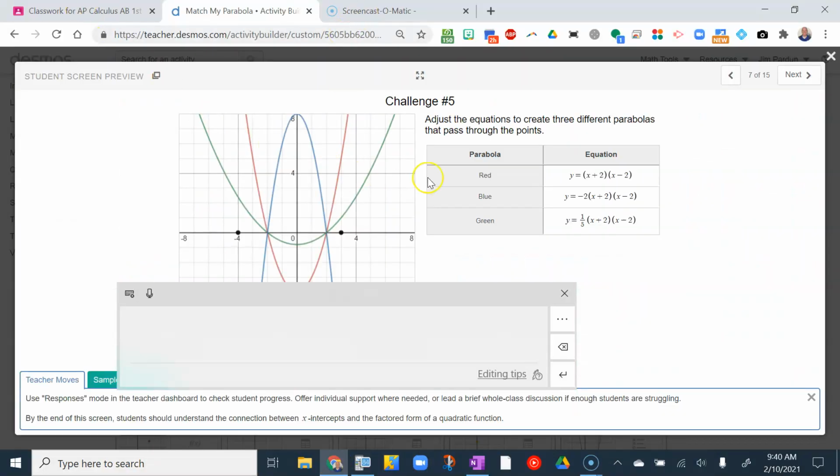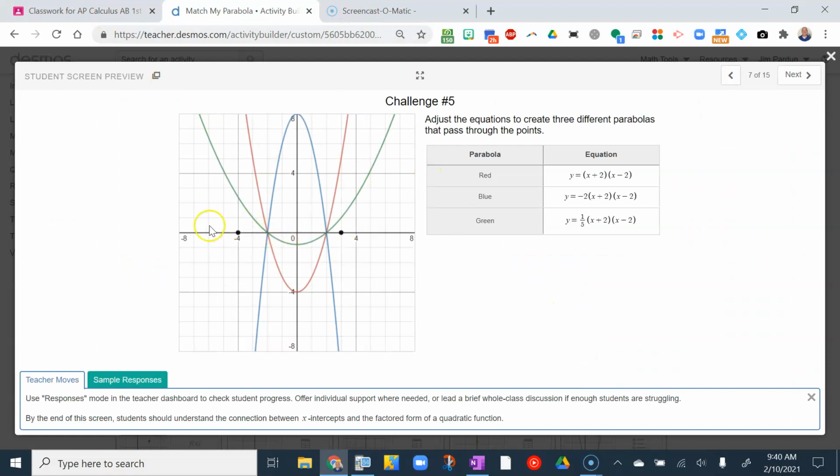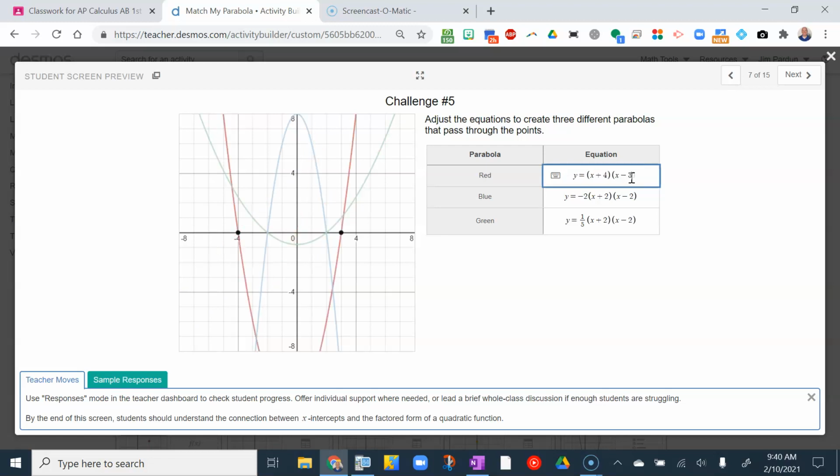If we go back to the Desmos activity and we look at this graph, this slide right here, challenge number 5, if I want the red graph to go through this point, 3, 0, and this point, negative 4, 0, then I can simply take this equation and I can write it as x plus 4 times the quantity x minus 3. And that's going to cause this red parabola to go right through those points.